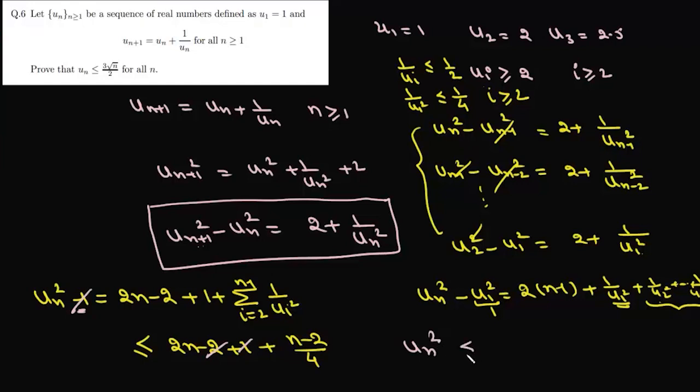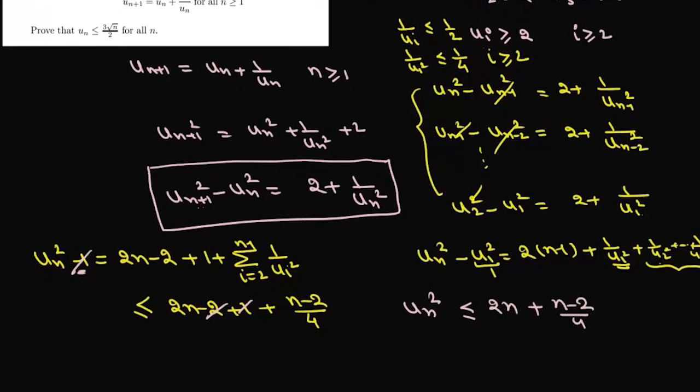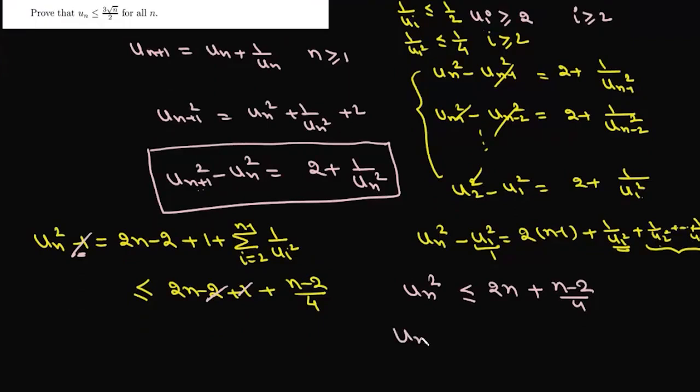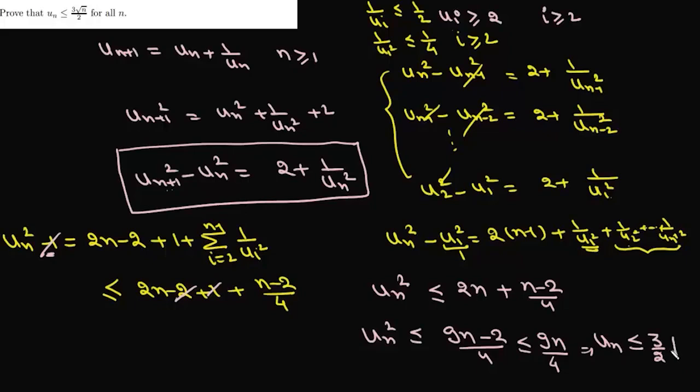Un square will be less than or equal to 2n plus n minus 2 by 4, or we can write Un square is less than 9n minus 2 by 4. Now this 9n minus 2 by 4 will be less than 9n by 4. If we take square root both sides, we can write Un will be less than 3 by 2 under root n, which is what we need to prove in this question.